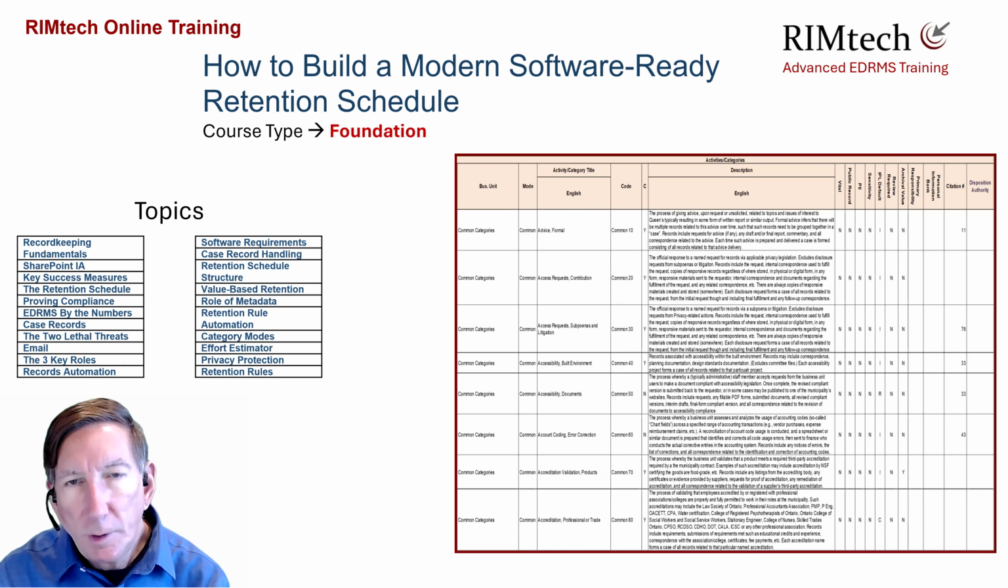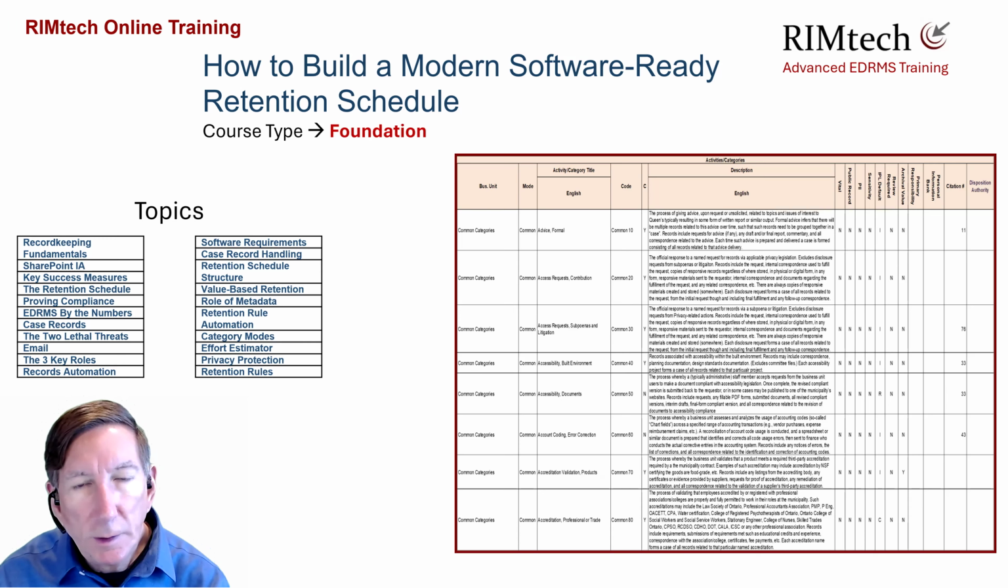So in the morning, we'll talk about the record-keeping fundamentals, the success measures, and how to prove compliance by numbers. How do you really prove that your system is doing what it's supposed to do? Well, we'll show you how. We'll deal with case records and the 2 lethal threats to a modern EDRMS project. Either one of these 2 mistakes, if you make it, I guarantee you will bring your project down and quite possibly you with it. We don't want that, so we'll show you how to avoid that.